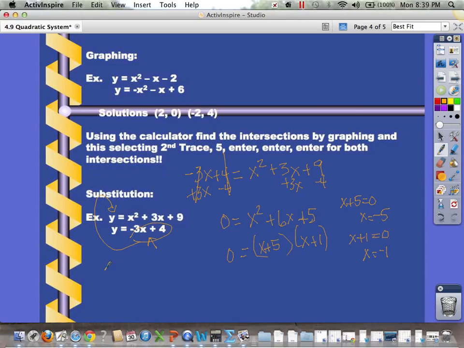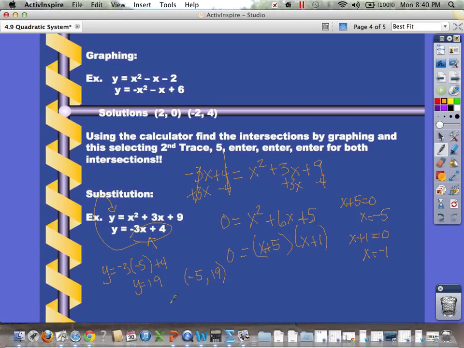So I'm going to take this first one. I'm going to say y is equal to negative 3, and I'm going to take my first one, which was negative 5, plus 4. Negative 3 times a negative 5 is 15. 15 plus 4 is 19. So that would be y is 19. So that means that ordered pair is negative 5, 19.